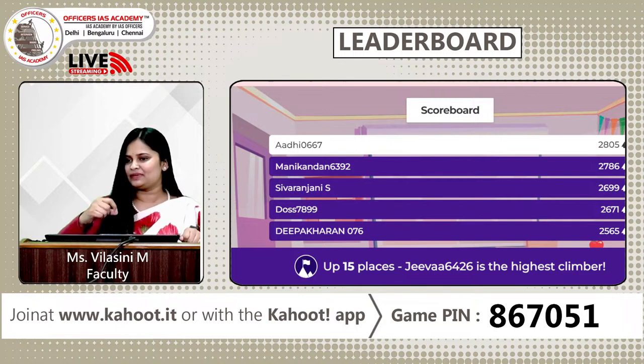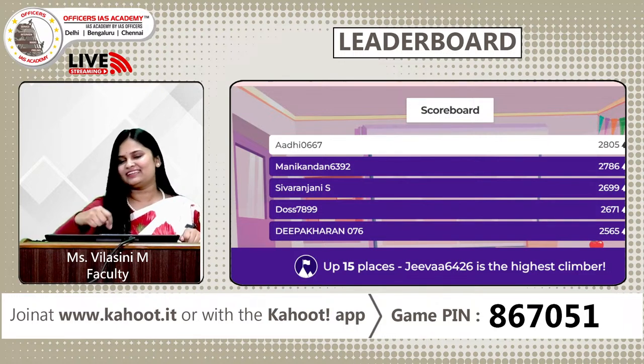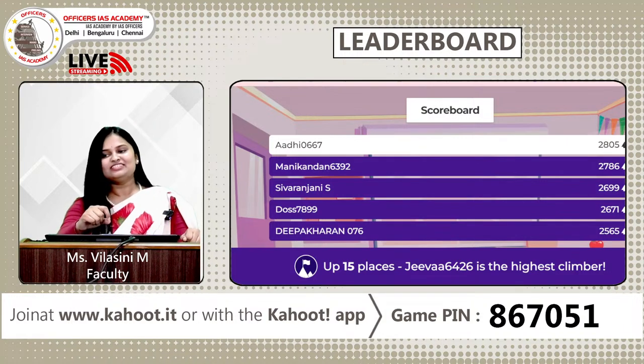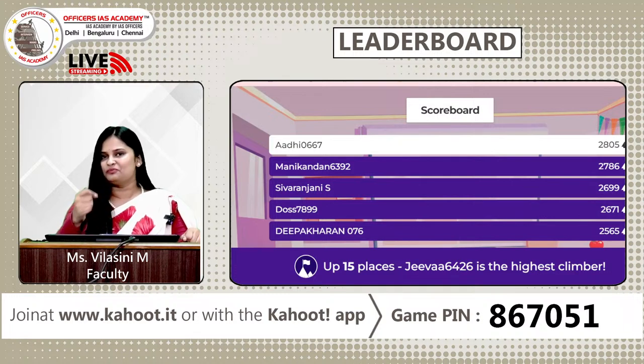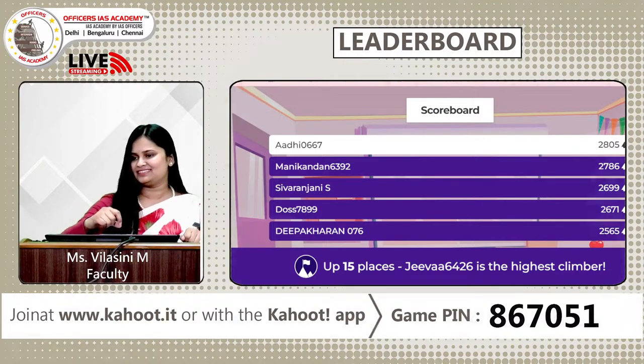Manikandan is in the second place. Good job. Sivaranjani is in the third place. So here, anytime the tables can turn. So guys, make use of the opportunity. Remember, the fastest mind wins first. Fine. So think wisely before you answer. Jeeva, you have climbed up 15 places, which is wonderful. So bring in more responses, guys, and answer diligently. So let us move forward to the next question for the day.